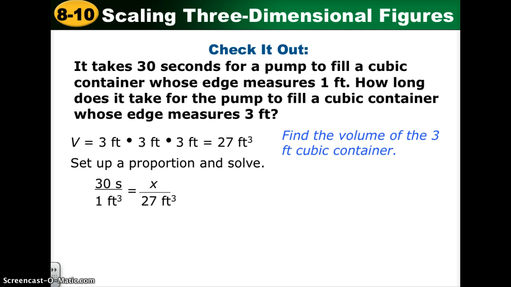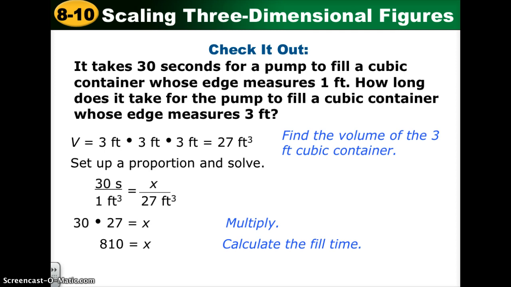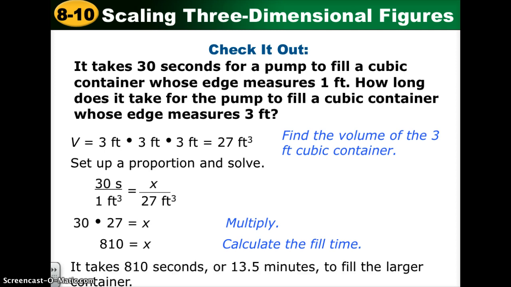So if it takes 30 seconds to fill 1 cubic foot, and now we didn't do that measurement, but that's because it's a 1 by 1 foot cube, so 1 times 1 times 1 is 1. That would be equal to X number of seconds over 27 cubic feet. Cross multiply 27 and 30. You get 810, dividing by 1 doesn't change anything, and that would be in seconds. Divide by 60 to convert to 13.5 minutes.